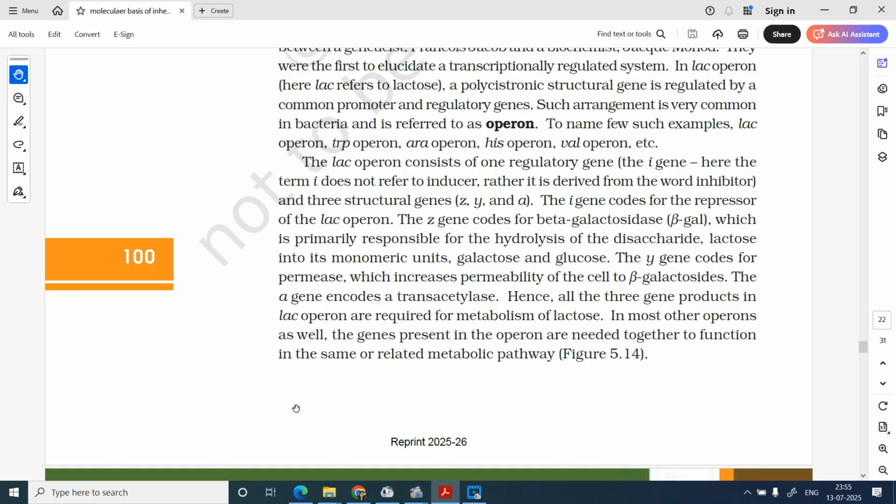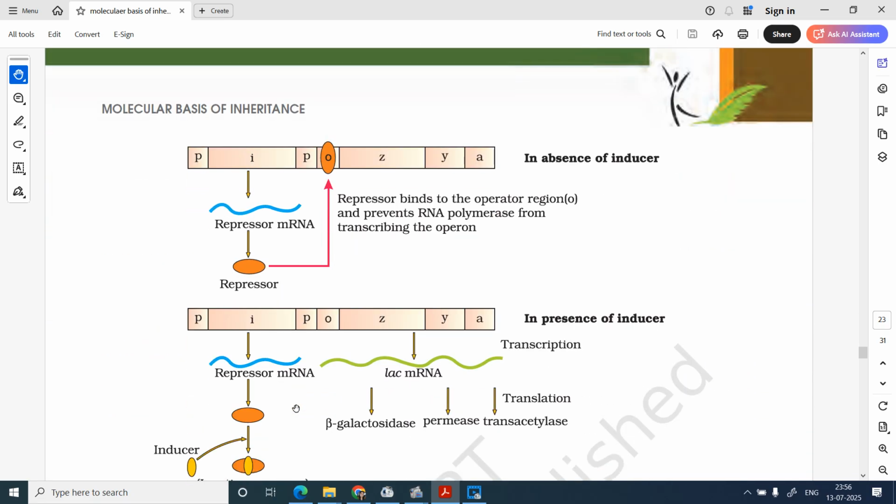The y gene codes for the permease, which increases permeability of the cell to beta-galactosides. Gene a codes for a transacetylase. Hence, all the three gene products in the lac operon are required for metabolism of lactose. In most other operons as well, the genes present in an operon are needed altogether to function in the same or related metabolic pathway. Figure 5.14.